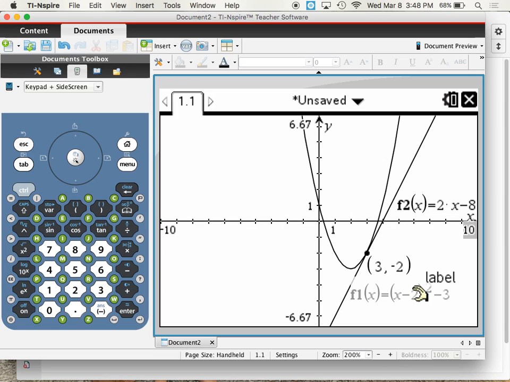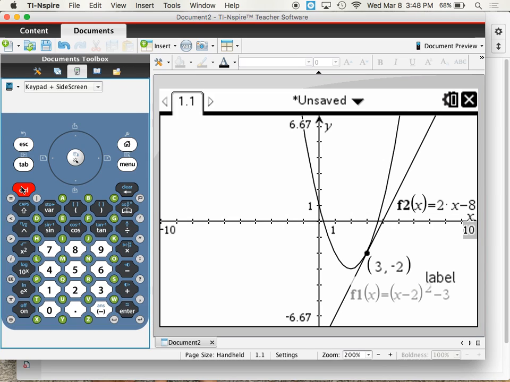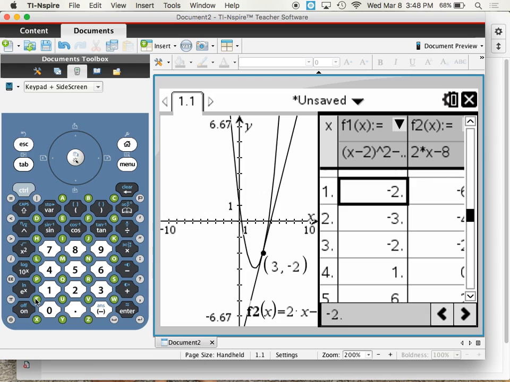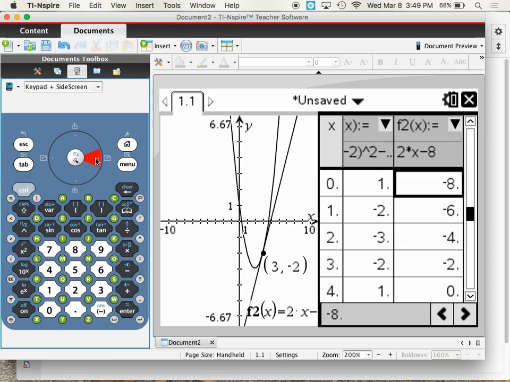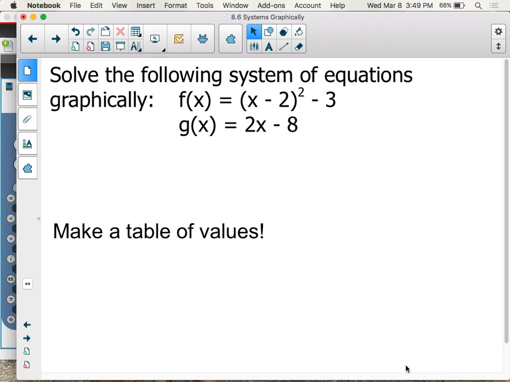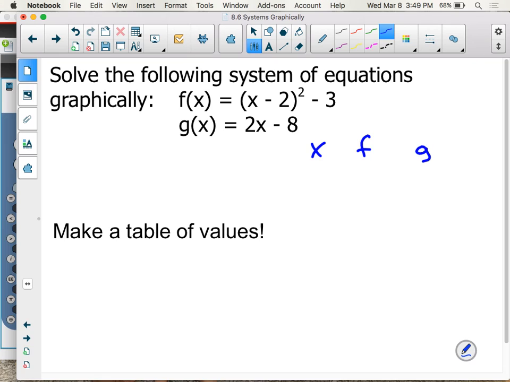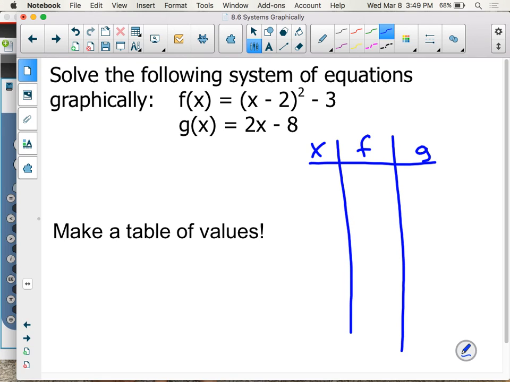OK, so you want to make a table of values. Control and T. Ooh, I see a negative 2 and 3 and 2. Looks like I'm going to be centering my graph right around here. I'll go to the right 2 so I can see the other ones as well. Let's see, do I got a table of values to make somewhere? Nah, I'll just write it out here. So my first function is function f. The next one is function g.